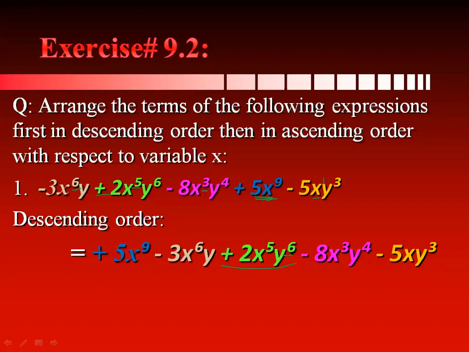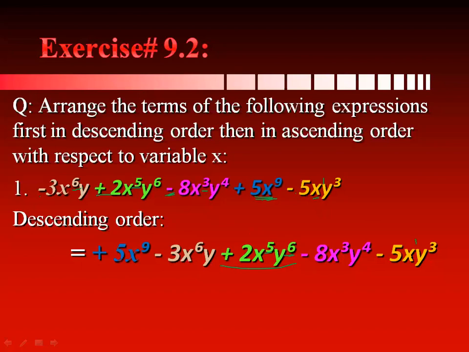Do not consider the power of this variable. You have to consider the power of only variable x. The next greater power of x is 3, but along with the sign, that is minus. So you will write minus 8x cube y4, and then you have minus 5x y cube. Here the power of x is 1.